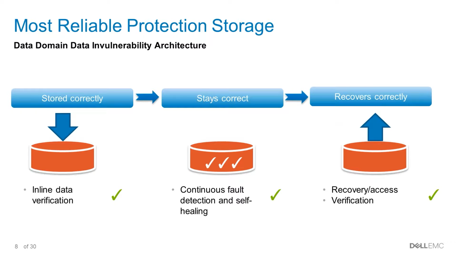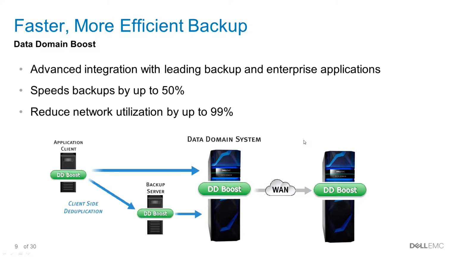Most reliable protection storage. This is because of its Data Invulnerability Architecture. So it's stored correctly, because the data is verified as it's written. It stays correct because as the data is sitting on the disk, the Data Domain itself does continuous fault detection and self-healing. And then it recovers correctly because it's been checked as it sits on the disk. And then as the data is rehydrated off of the Data Domain, it's verified again to make sure that it's right. So all of these things are what makes the appliance itself so special to protect that data.